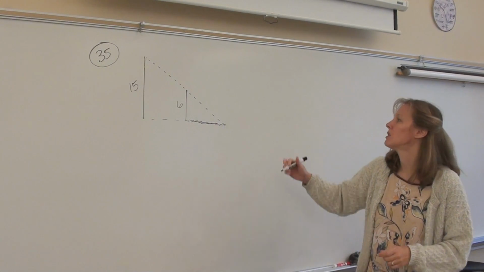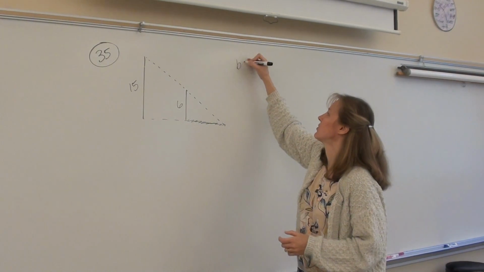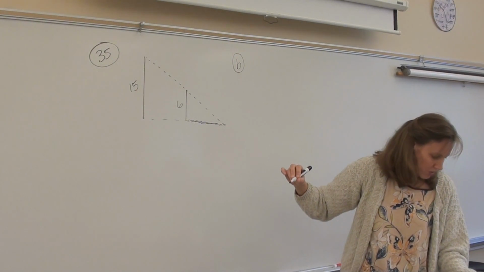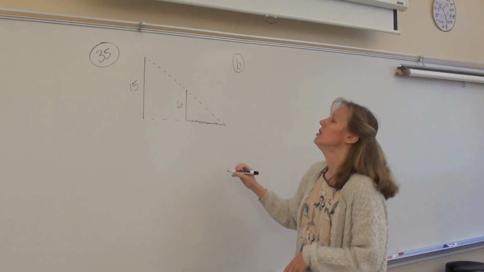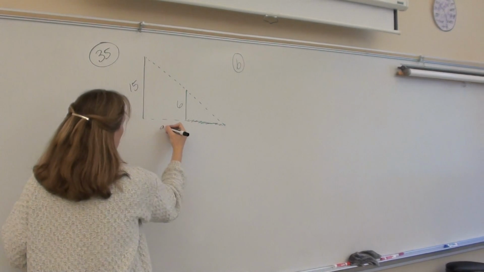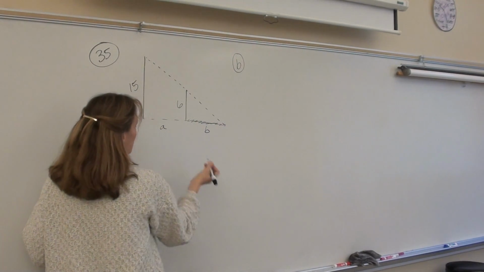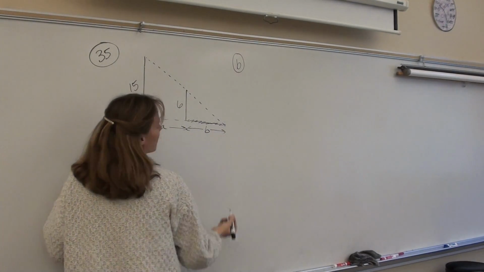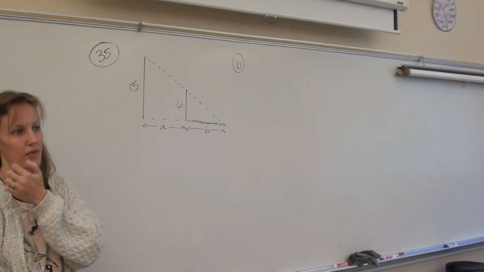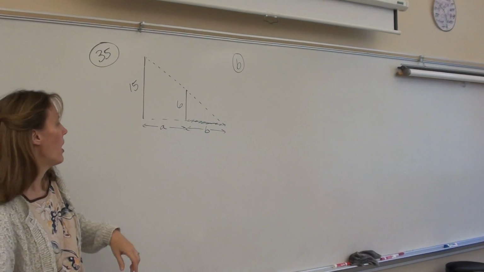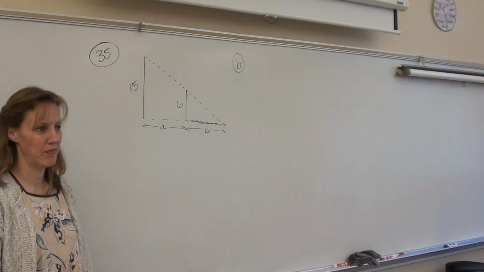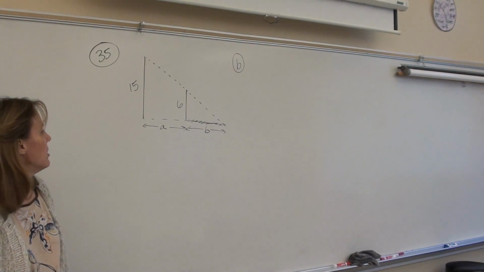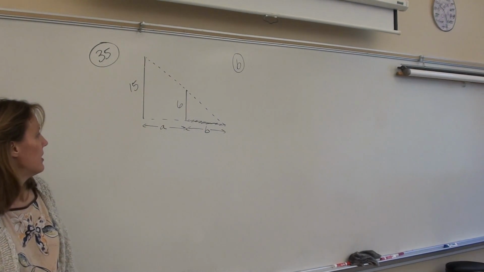So what I'm going to do first is find the rate at which the length of the shadow is changing. I'm going to call this distance A and this distance B. A is from here to here, and B is from here to here. What's the whole distance? C? Sure. Okay, that'll be better. So we have this.